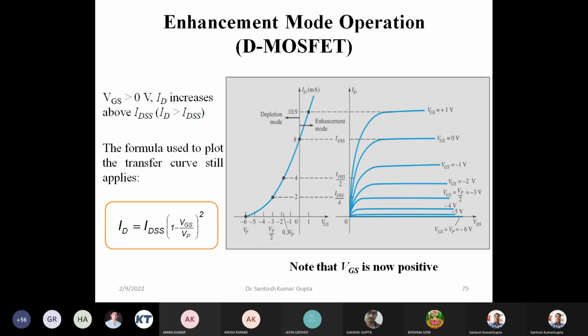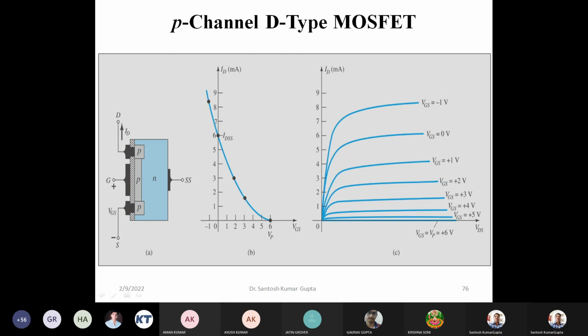And the type of MOSFET which we can see, this is for the P channel. So the P channel, as already discussed, just has a different nature. For positive gate voltage, the current is decreasing, and for negative gate voltage, the current is increasing.